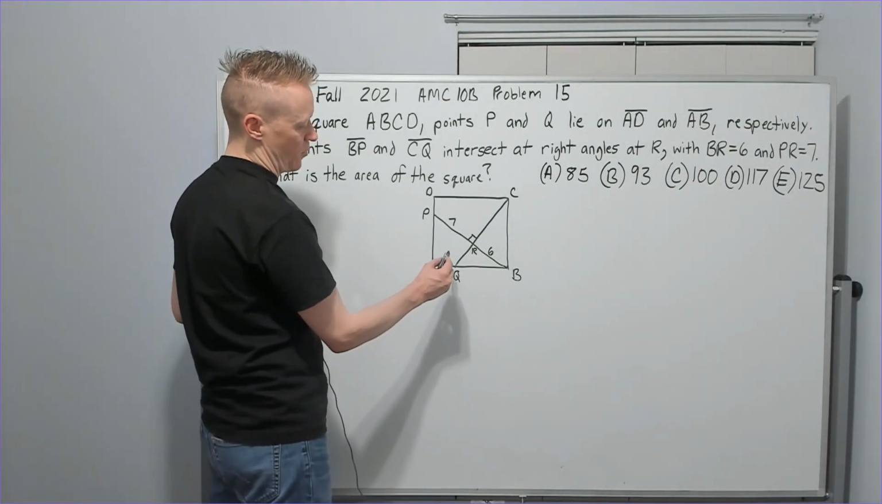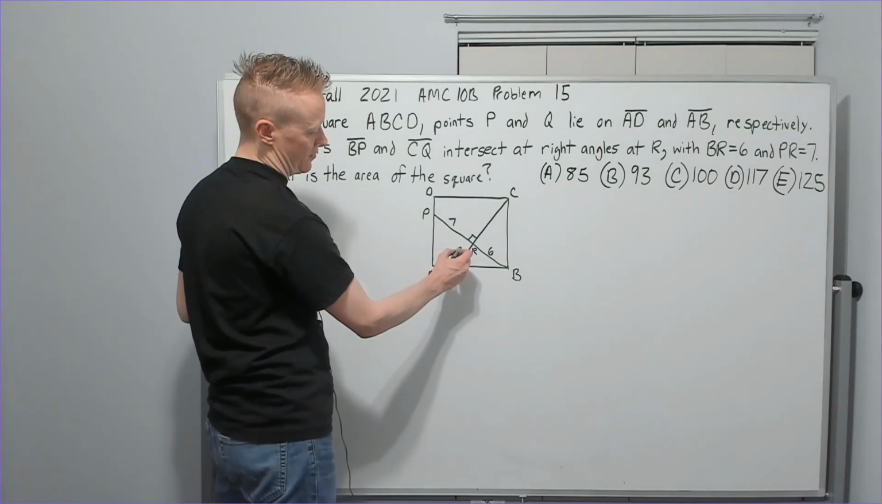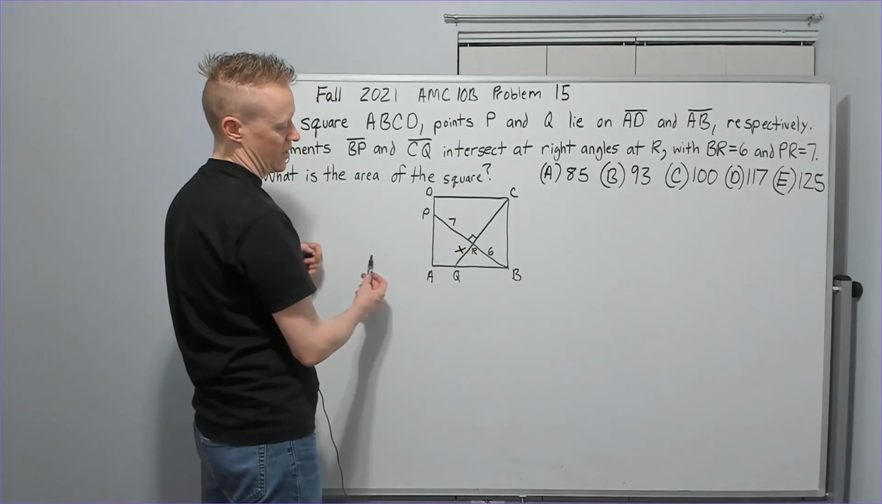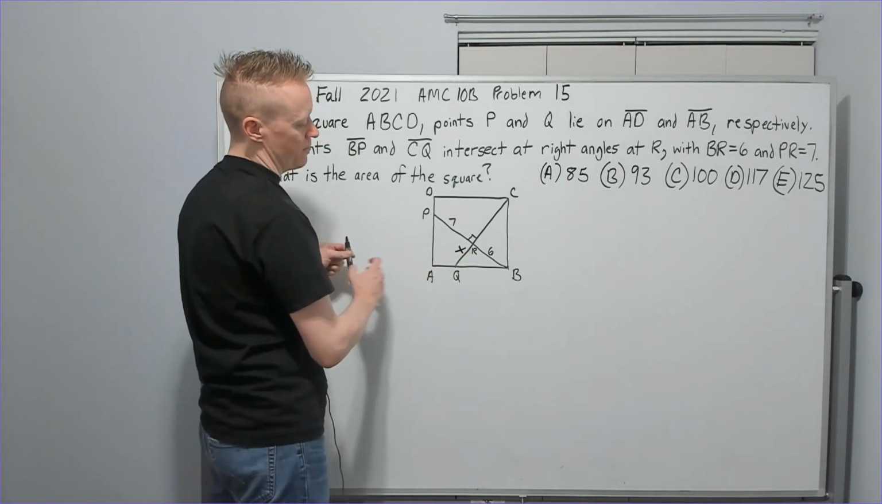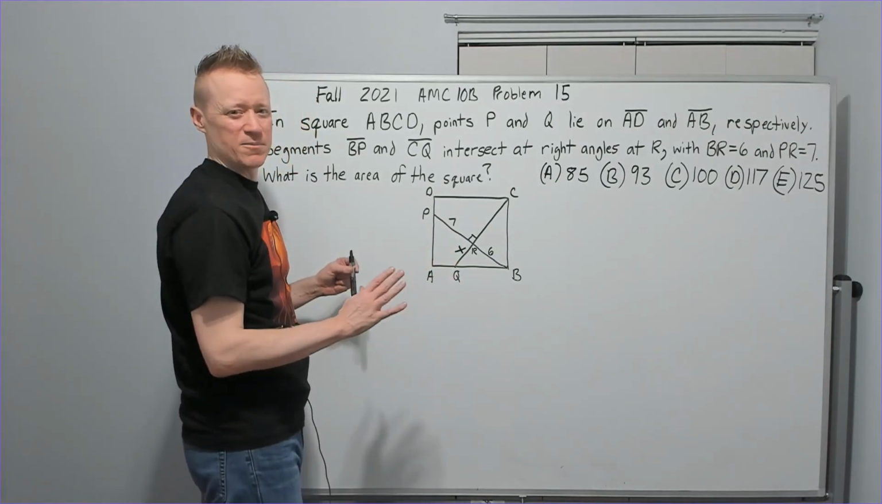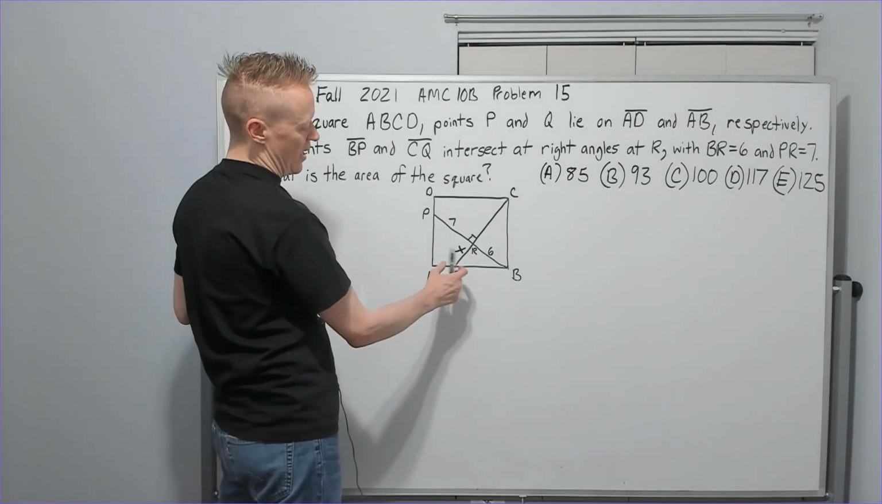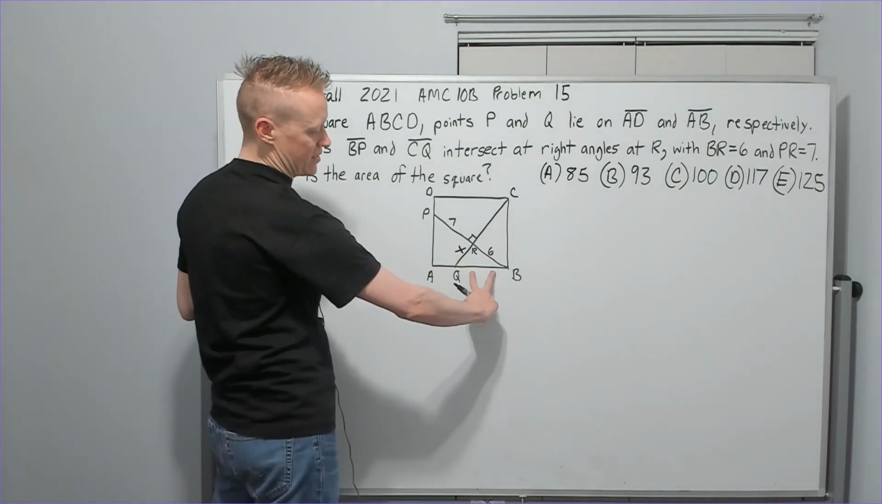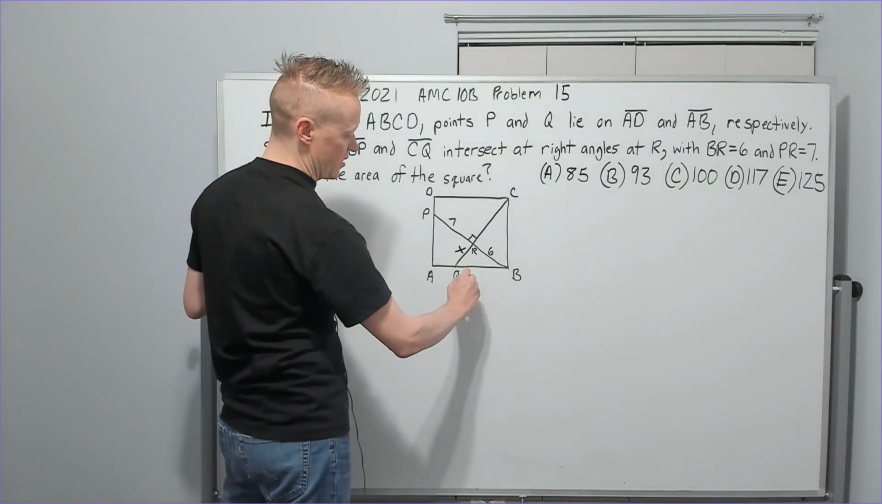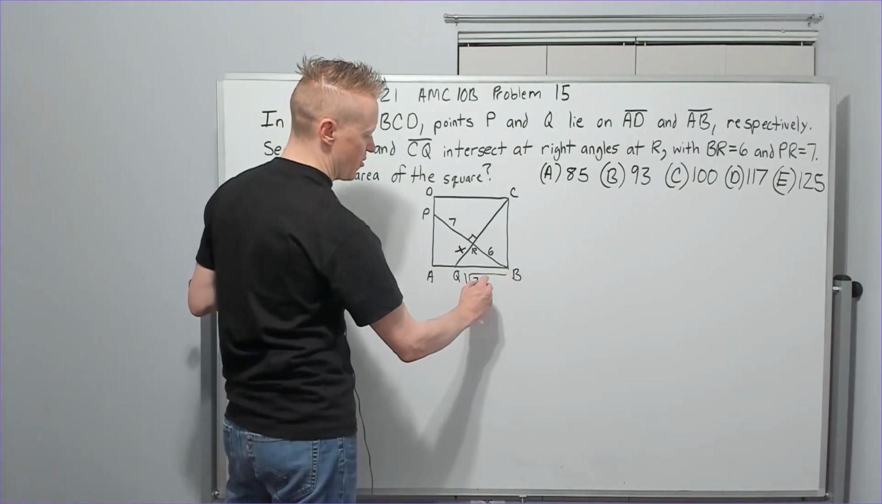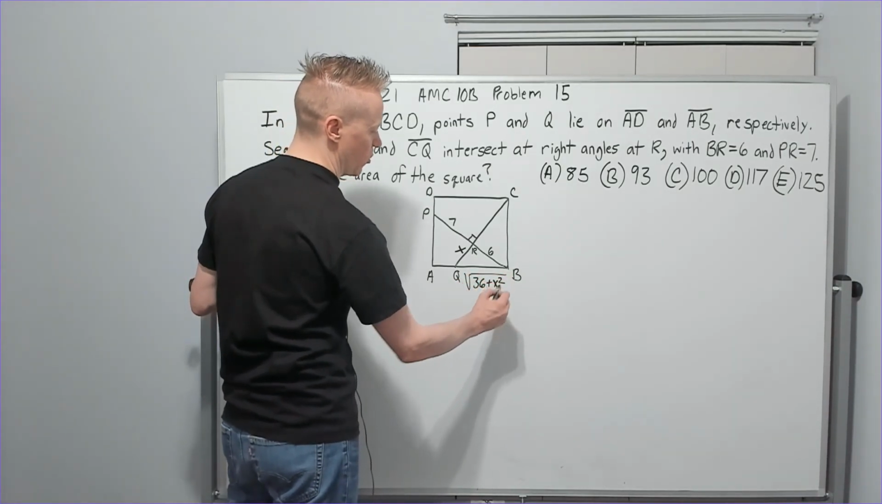So the first thing I want to do is, let's call this a variable x. Then I'm not going to go through my failed attempts. Sorry, we don't have time in this video. It would be way too long. So from here, you're going to find BQ, and BQ is going to be the square root of 36 plus x squared.